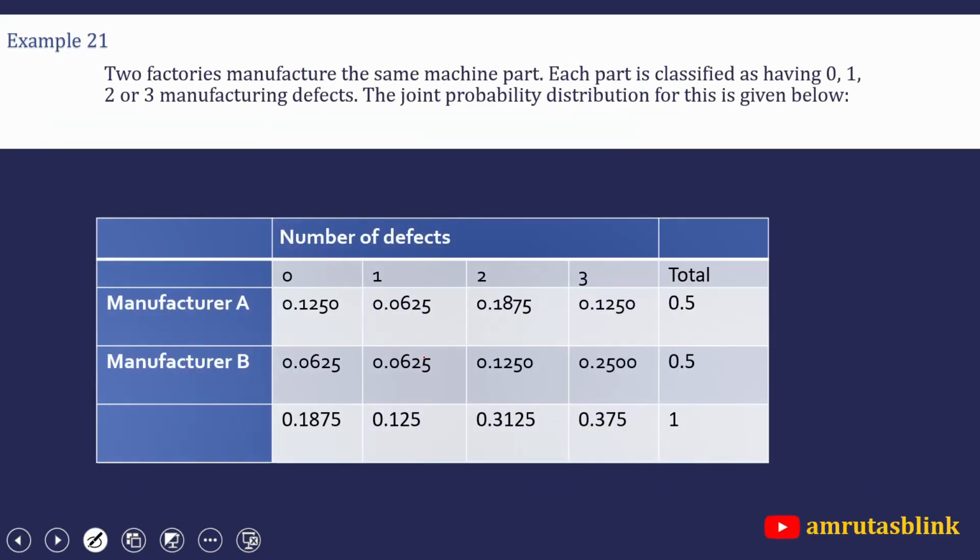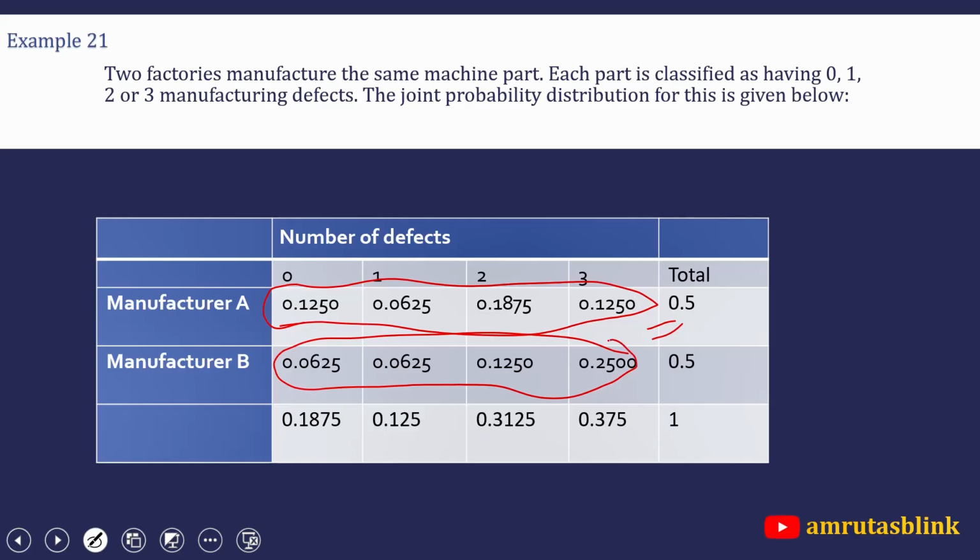Now first of all, we will complete the table by calculating the total probabilities. So let's say how much is the total probability given, that is total weightage given for manufacturer A. We will calculate the total of probability of 0, 1, 2 and 3 defects for this particular manufacturer. So let's say this total is equal to 0.5 and this total is also 0.5. That means we can say that manufacturer A and B are having equal weightage, 0.5, 0.5.